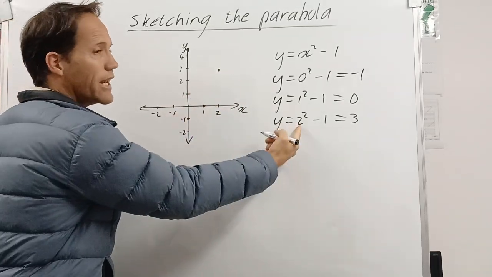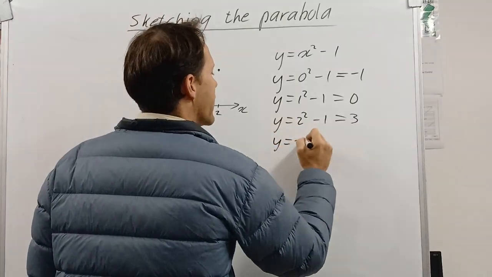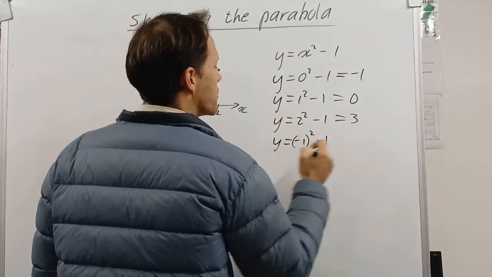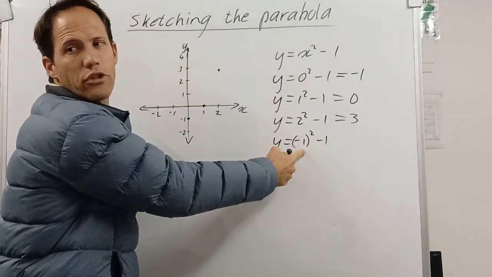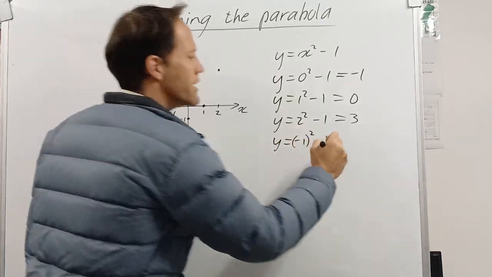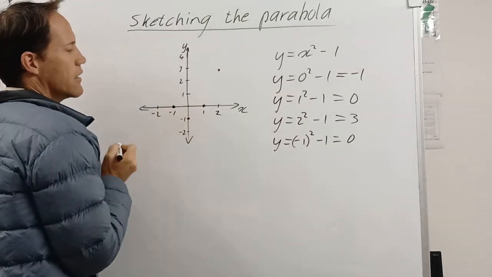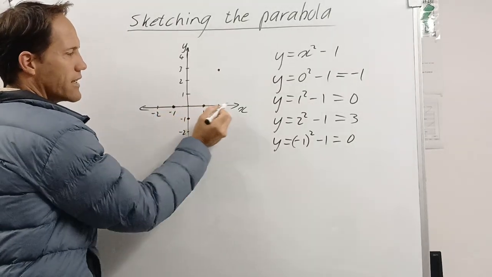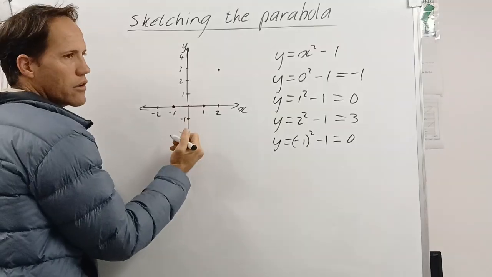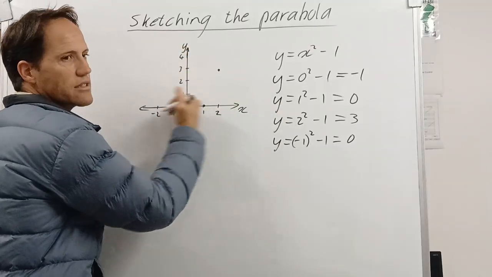Now I do the same on the negative side. Let's put in negative 1 now. Y equal to negative 1 squared minus 1. Just remember to put the brackets around. Negative 1 squared is also 1. 1 minus 1 is 0 again. So now I'm on this side. I put negative 1 in, I get 0 out. I didn't go up or down. When you get a y value of 0, it means you're not going up or down. You're staying on the x-axis.